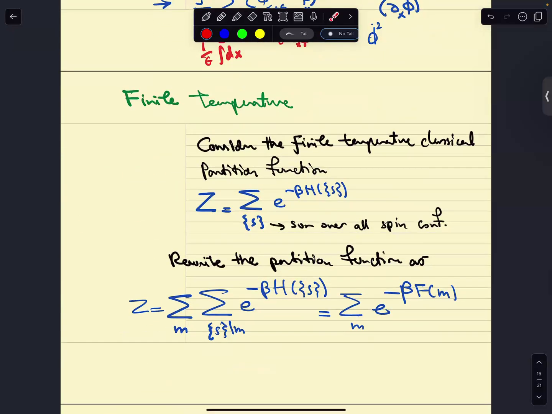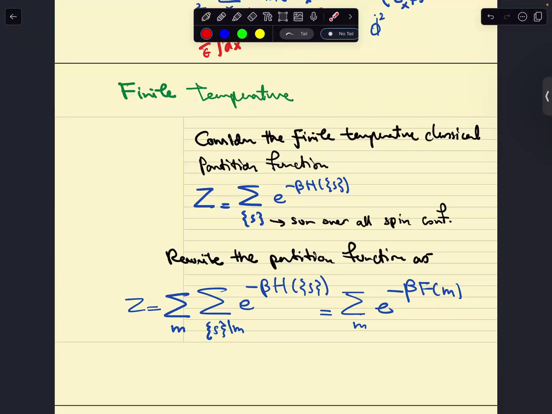All right, let me work out this example. Maybe this will definitely help. Let's consider finite temperature. In finite temperature classical physics, what we compute is a partition function. The partition function is a sum over all spin configurations, e to the minus beta H of that spin configuration, where beta is inverse temperature. And I already told you what H is. H was just this functional that you plug the spin configuration into and read off an energy value. Hopefully this is familiar from classical physics.